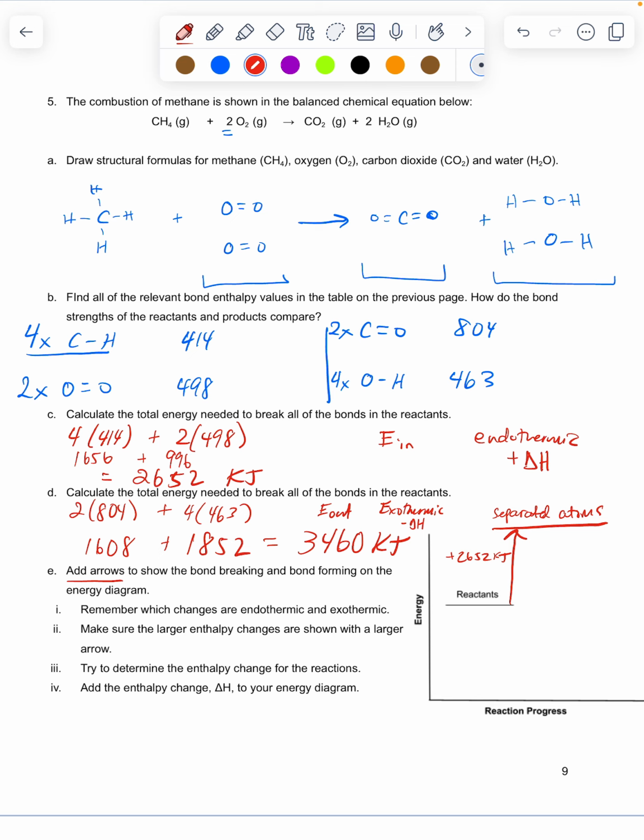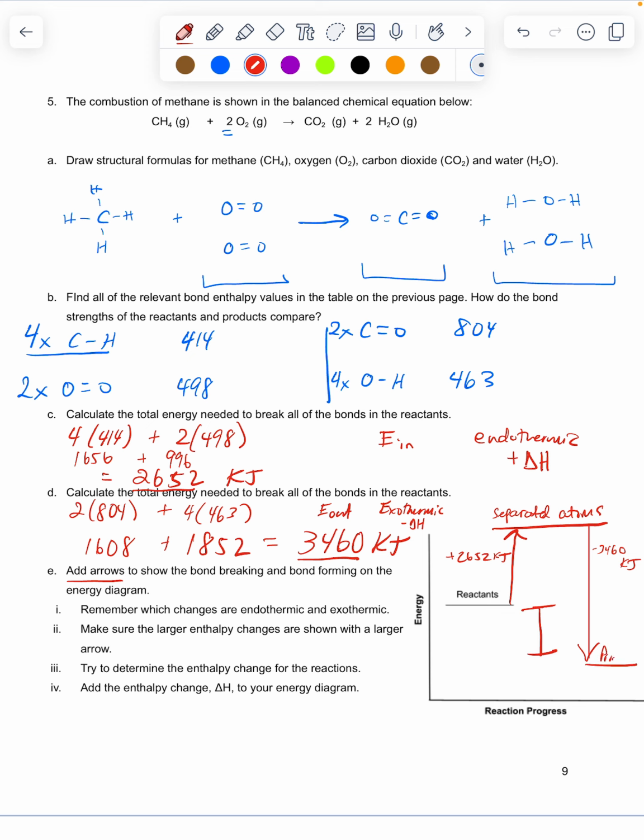Also, if we think about it just in terms of how big I'm going to draw these arrows, if this arrow up represents 2,652 kilojoules, then my arrow pointing down right now is going to have to be bigger than that, because 3,460 is a bigger number than 2,652. So I can see, whether I look at the graph on the right, the energy diagram, or the answers in C and D, the amount of energy I'm getting out is bigger than the amount of energy that I'm putting in to break the bonds. And that means overall, the change here is going to give me some energy out.